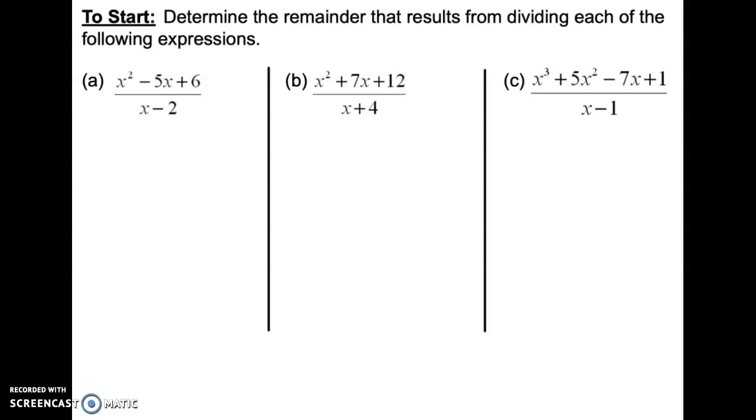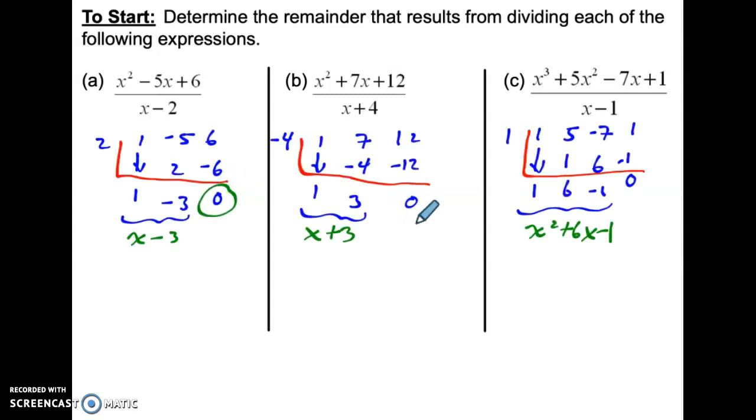So today we'll be learning about the factor theorem, and we'll be learning how to apply it to factor higher order polynomials. So to start with, I want you guys to pause the video, and as a warm-up, I want you to do the division for each of these three. You can choose synthetic division or long division. Both will work.